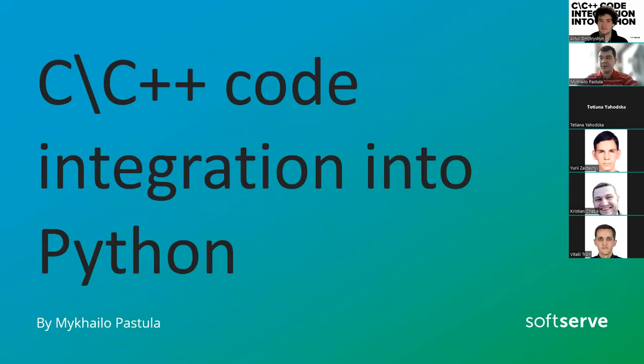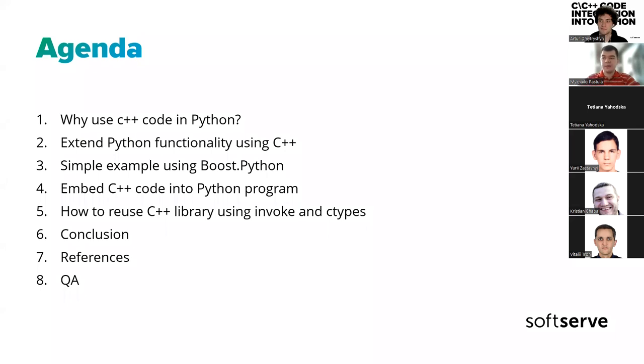As was mentioned, it's C++ code integration into Python, and today we are going to cover a few topics. The first of them will be why use C or C++ code in Python, and which advantages or disadvantages it may give us. We will cover two different ways it may be done, discuss a few samples of how it may be used, and see a real life example.